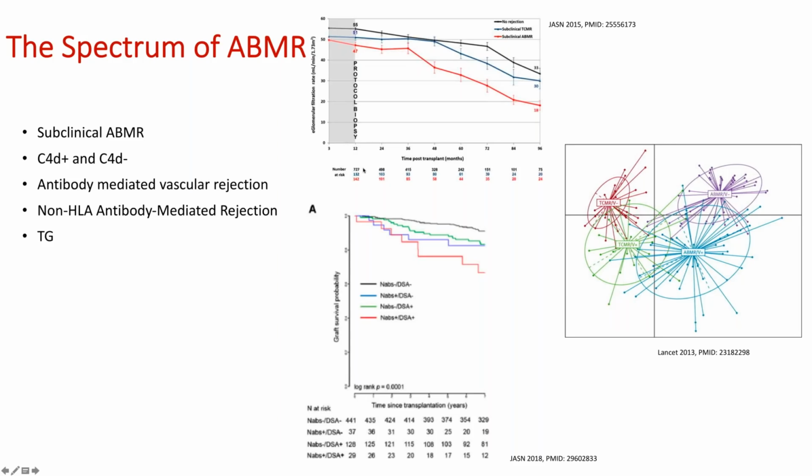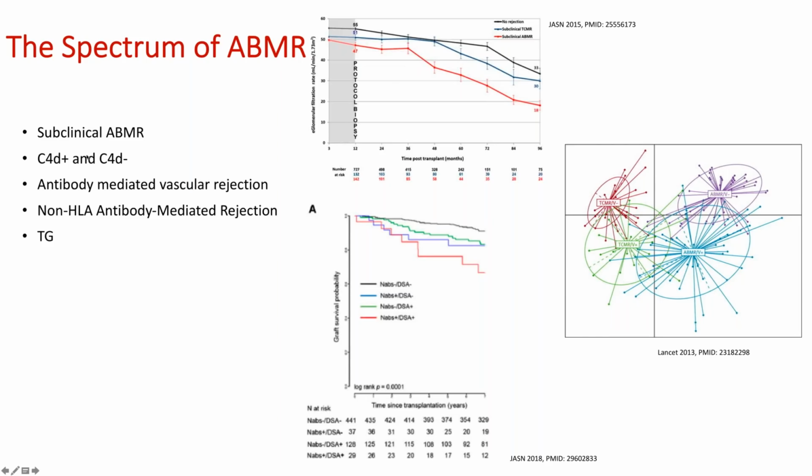In a large study of nearly 900 patients, you can see here that this black line is the survival curve when the patients have no rejection. The blue line is patients when they have subclinical TCMR, and the red line is the subclinical ABMR. All these are protocol biopsies done at 12 months. So this is a huge study which said that subclinical ABMR is bad.